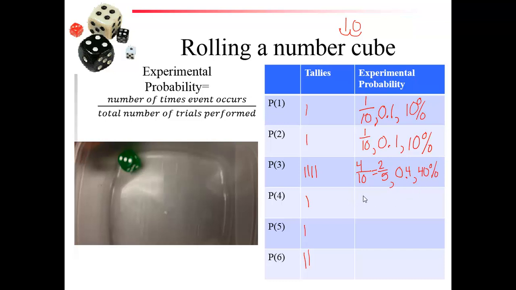Probability of getting a 4, well, we had a 4 occur one time out of 10, so that was 1/10, or 10% again. Same thing with the 5. Okay. The probability of getting a 6, well, that occurred twice out of 10 times. Some people may simplify that to 1/5 also. Again, you move the decimal twice to the right to turn it to a percent, so you'll have 20%.